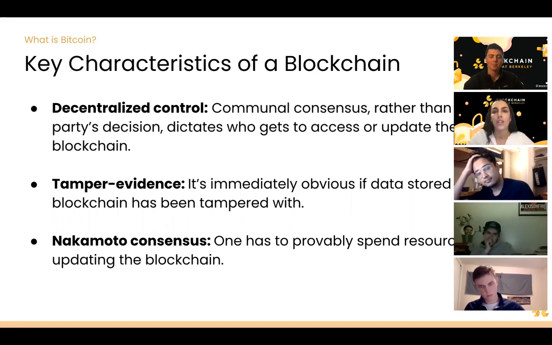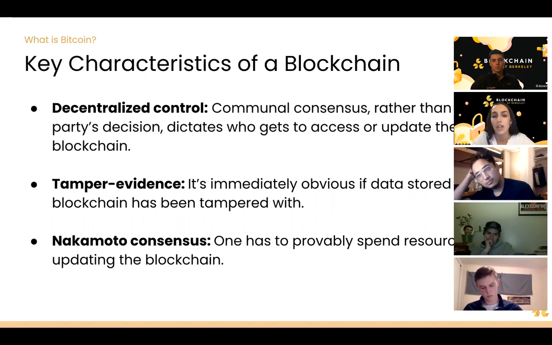But just as a first introduction to it, we think the first key characteristic of a blockchain is decentralized control. This just means that instead of one party making the decision and one central entity being able to control who has access to it, it's a community, and everyone has to be able to come to a consensus in order to access or update the blockchain.